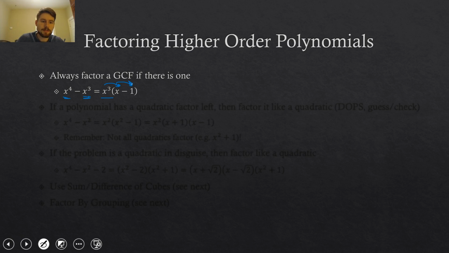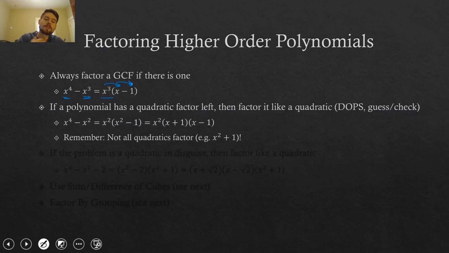That simplifies your life. If a polynomial has a quadratic factor left, then you want to factor it like a quadratic. That means either difference of perfect squares or guess and check, however you can factor it. Factor a quadratic factor, and remember that not all quadratics are going to factor. For example, x squared plus 1, this one doesn't factor, it doesn't reduce.